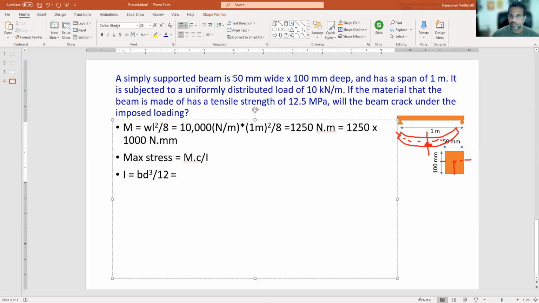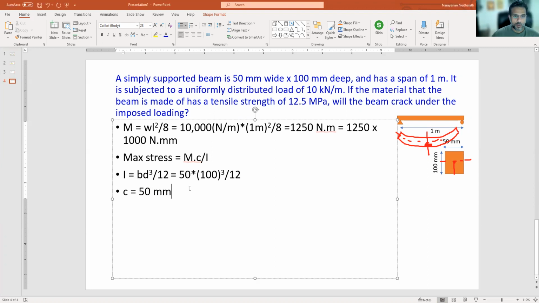B is 50 millimeters, right? So this is 50, that is D, 100. So 50 times 100 cube over 12, that's your moment of inertia. And C for this cross section is equal to 50 millimeters because it is the midpoint of the cross section.